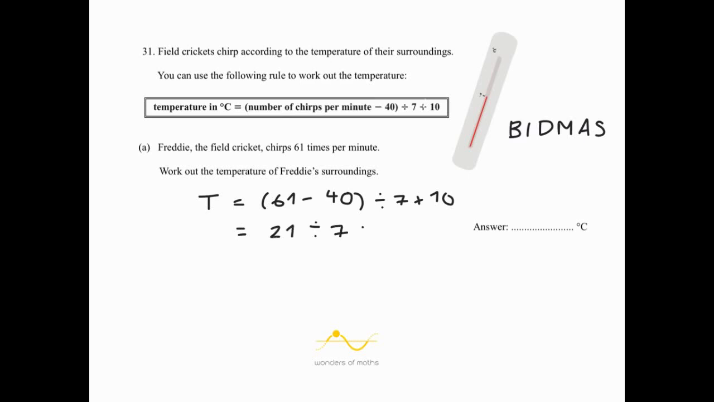Let's write out the rest of our equation and move on to the next step, which is dividing by 7. 21 divided by 7 is 3. And finally, we need to add 10, which gives us 13. So the answer is 13 degrees Celsius.